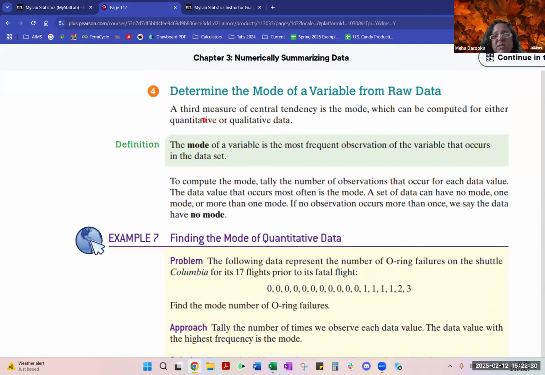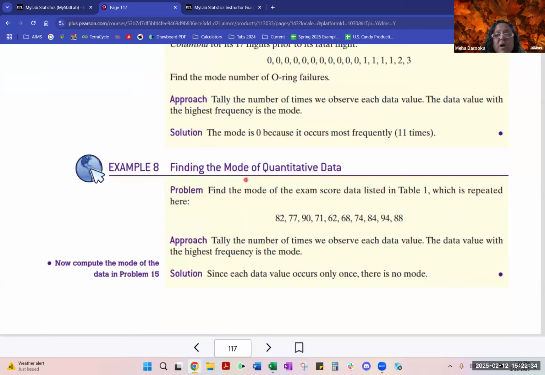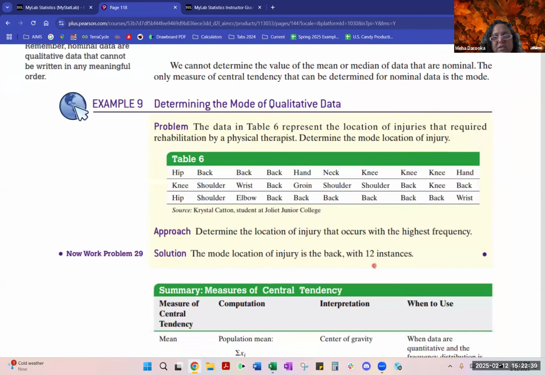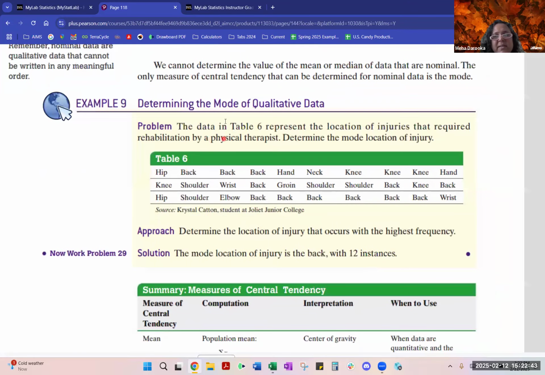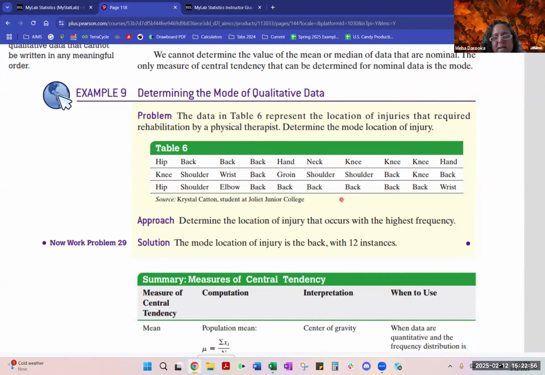So the mode does not only have to be for numerical values, it can be for qualitative values that describe some kind of characteristic, because you will see in this example, we had looked at this example in the last chapter where we're talking about the location of injuries that required rehabilitation by a physical therapist. So where was that injury located?